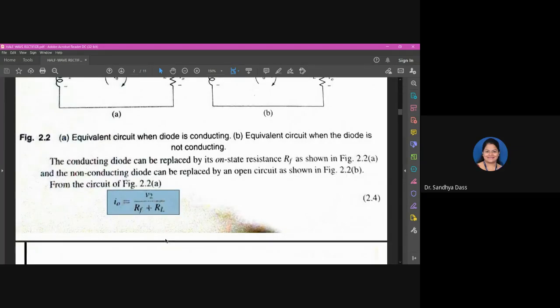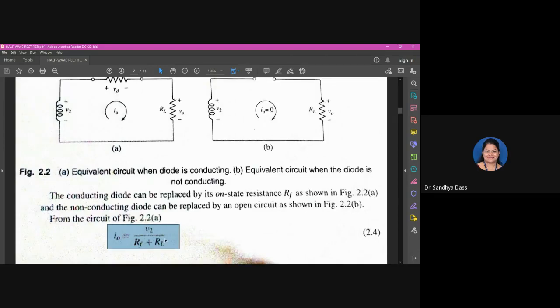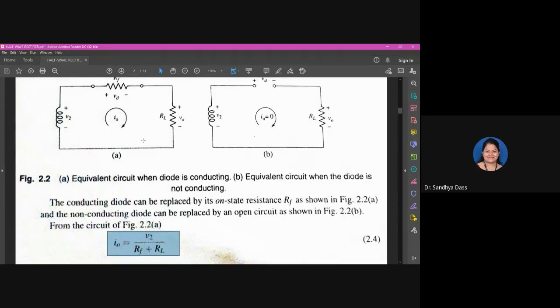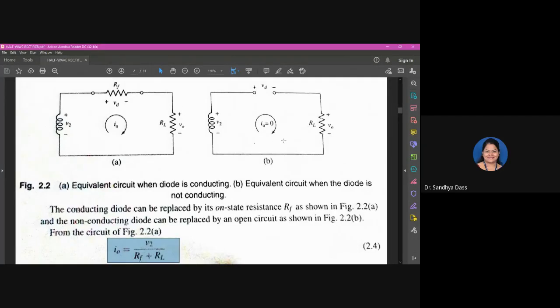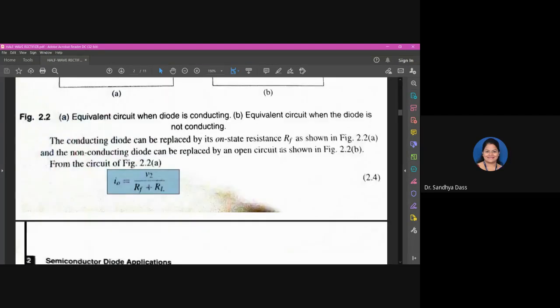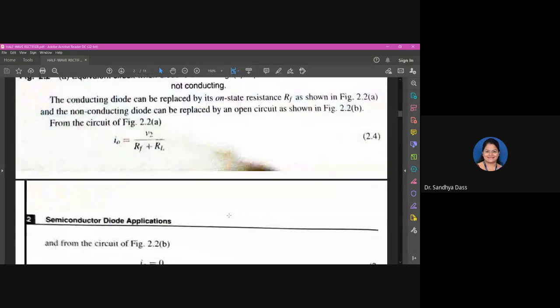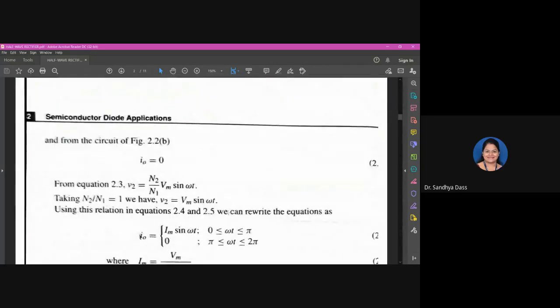Okay, that is my output current I naught when the diode is conducting. And observe the second circuit there: when the diode is not conducting, I naught will be equal to 0. I'm expecting that you're noting down all these points. We are deriving things now.